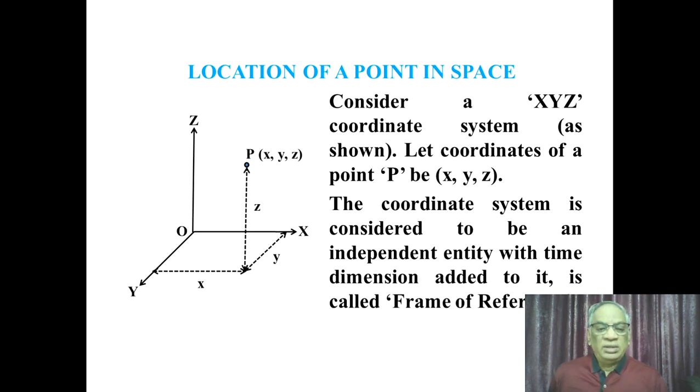The coordinate system is considered to be an independent entity, and with the time dimension added to it, that means XYZ is only distances. If you add a time dimension also to this entity, then it is known as frame of reference. That means the reason we are talking about time is that the position of P with time can be identified in this XYZ frame of reference.